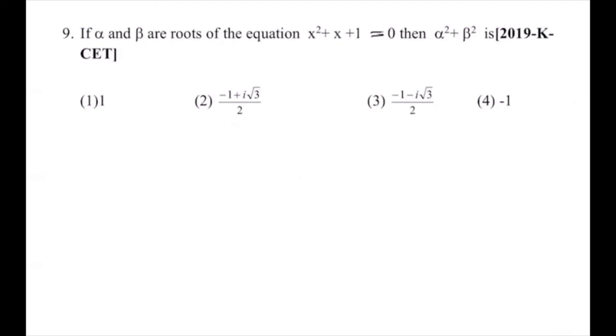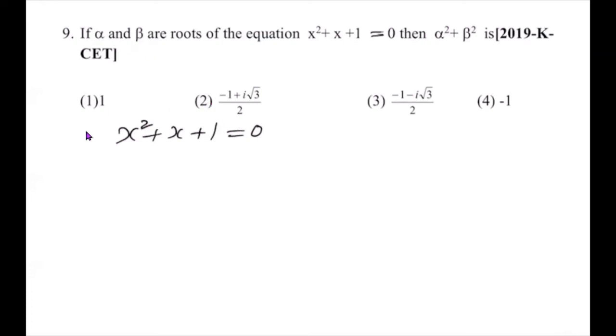Ninth one, if alpha and beta are the roots of this equation, then we need to find alpha square plus beta square. So given that x square plus x plus 1 equal to 0, you can compare this with a quadratic equation and find the coefficients a, b and c, and then write the sum of the roots, product of the roots, just like in the earlier problem.